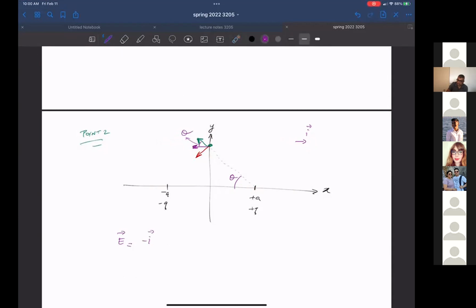Then the charge factor is Q over 4 pi epsilon naught. And now I need my 1 over r squared, from here to here. This is a, this is y, so 1 over r squared is 1 over the square root of y squared plus a squared, squared. Okay, that's this one.